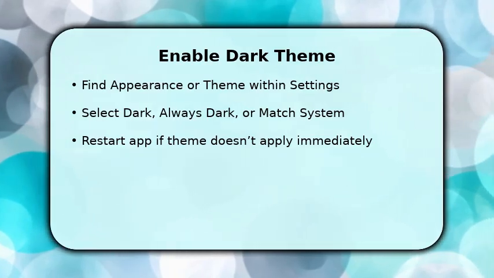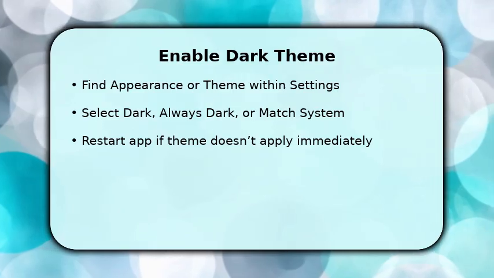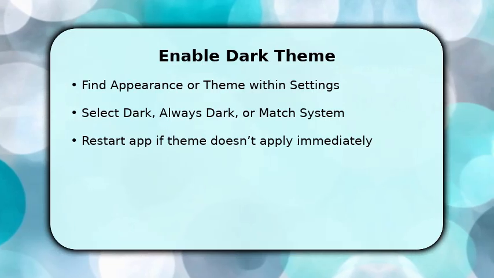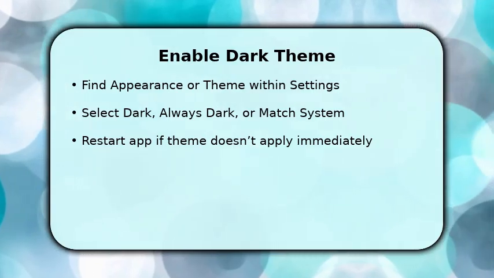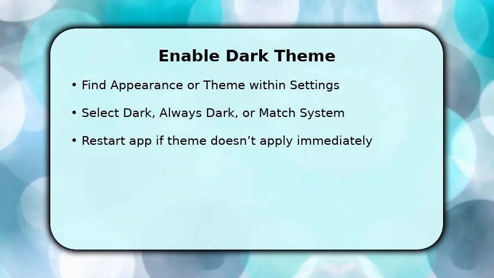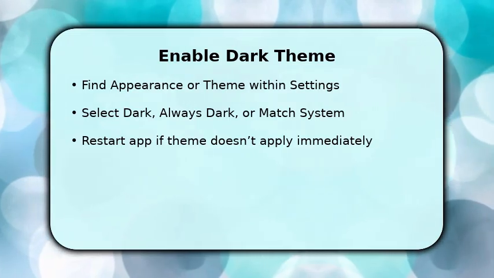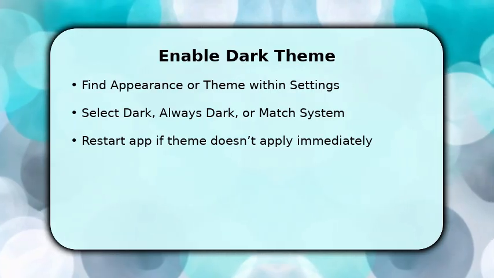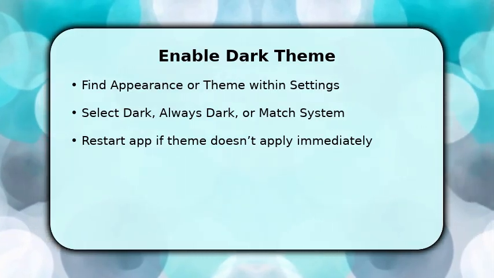Once you pick dark, Snapchat applies the colors to chats, profiles, and camera UI to reduce glare and save battery on OLED screens. If the change seems partial, force close the app and reopen it. This ensures all UI elements reload with the new color scheme. Make sure your OS doesn't override app preferences.